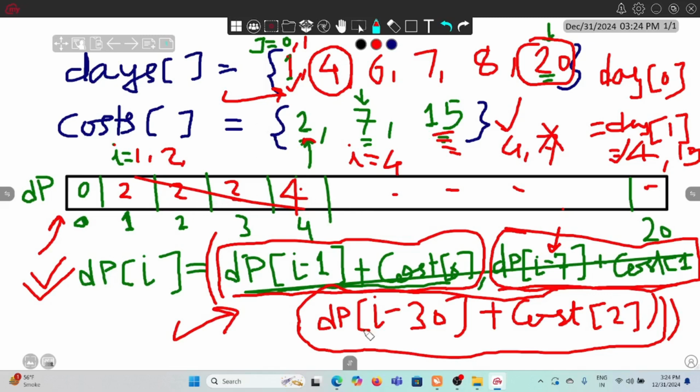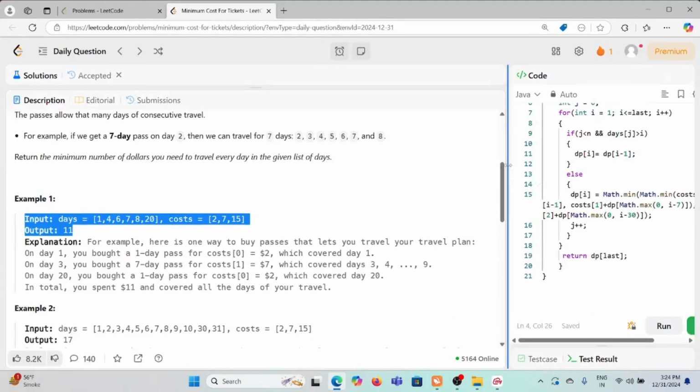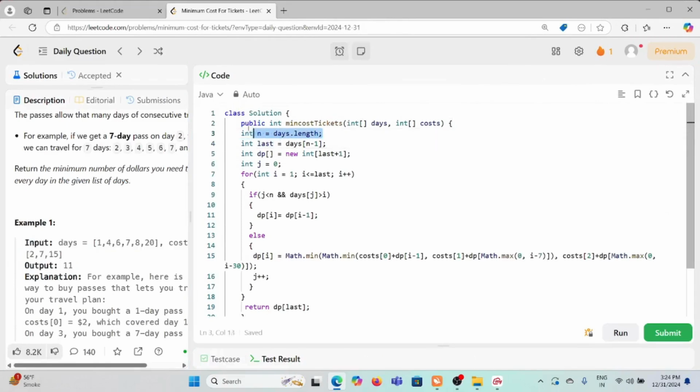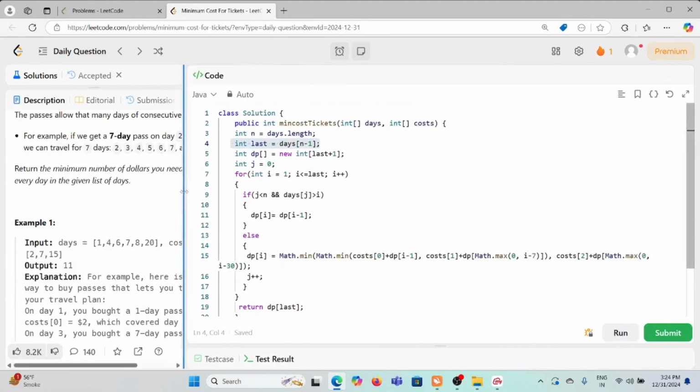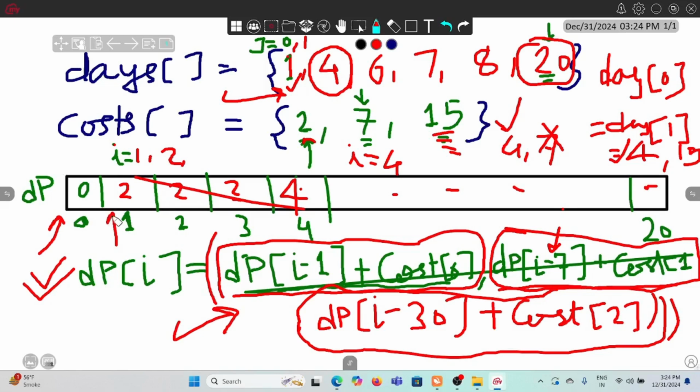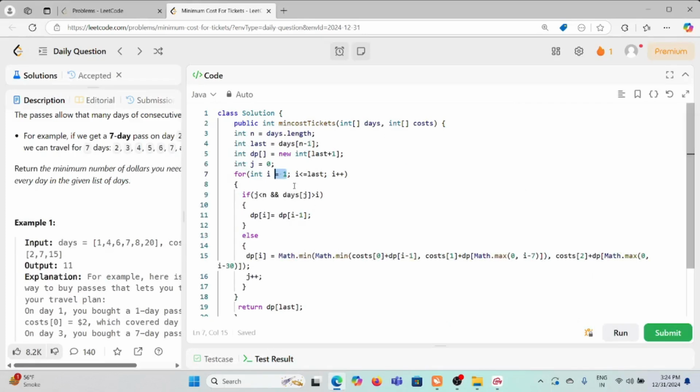So let me show you my corresponding code for this, so you can see what I am doing. See here, initially I get the length of days, and this is the last value in days, which is the greatest value, because in the question it is given that days is already sorted in increasing order. I am creating a dp of size last plus 1. Then I am traversing, starting from i equal to 1, because day 0 is nothing in the question. We have to start from 1, until i equal to last.